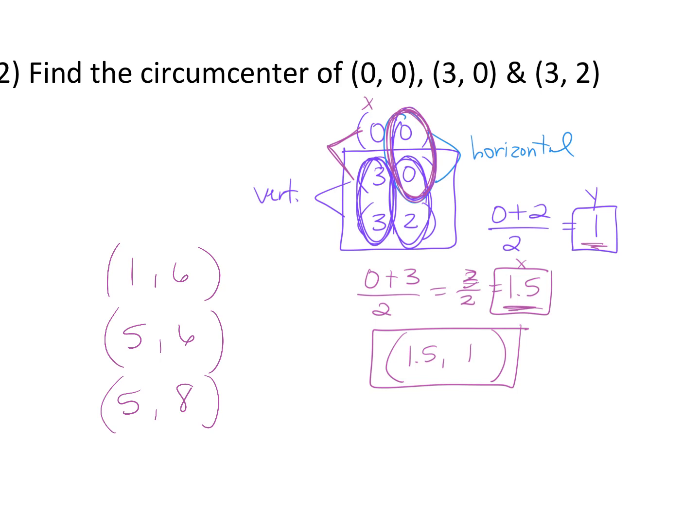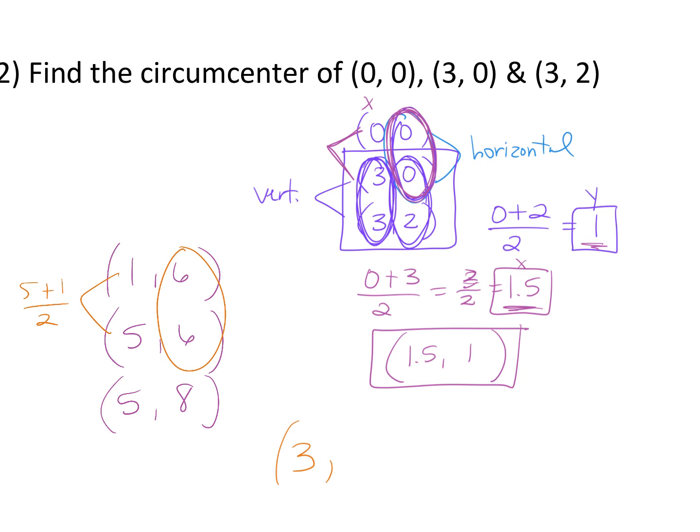Okay, when you see 2 x values that are the same, actually let's start with your y. When you see 2 y values that are the same, you find the midpoint of the x's, and that will be your new x value. 5 plus 1 divided by 2 is 6/2, so that's the 3.